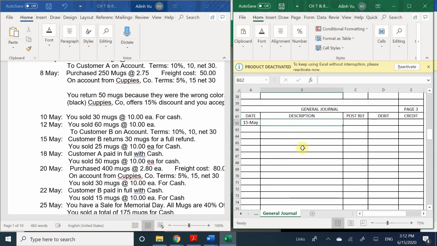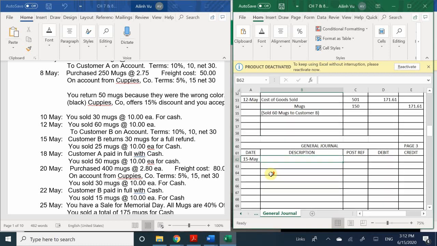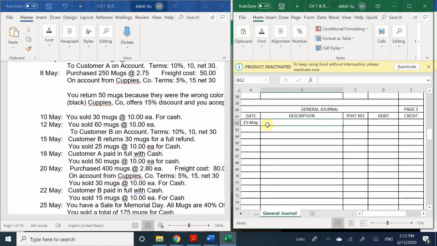Okay, 15th of May. Customer B returns 30 mugs for a full refund. Oh shoot, customer B decides to come back and return his mugs. Yes. All right. So what do we do here? What is the transaction at hand?